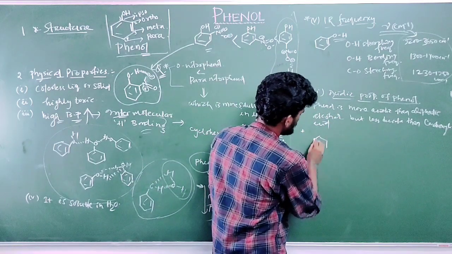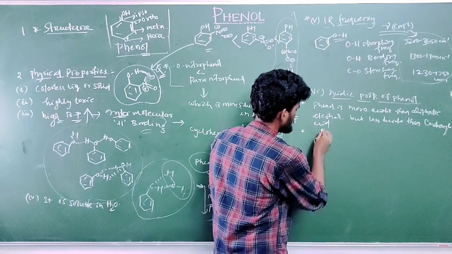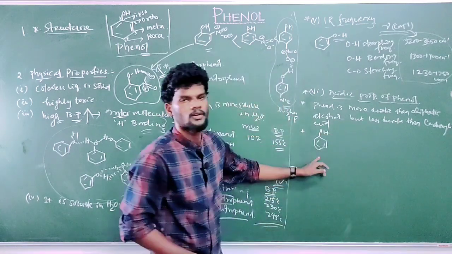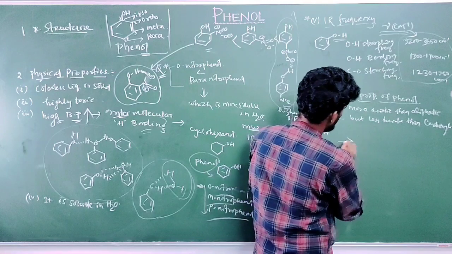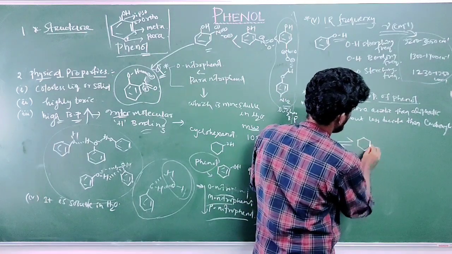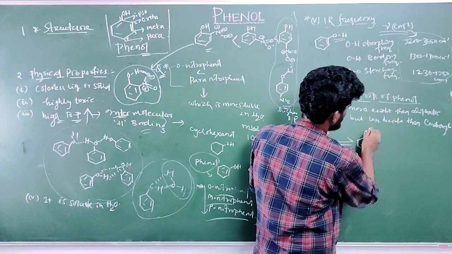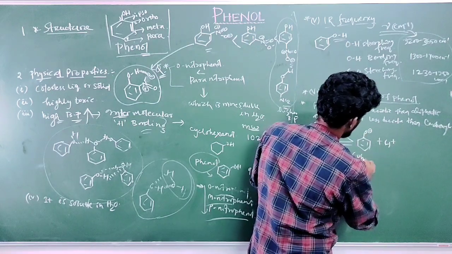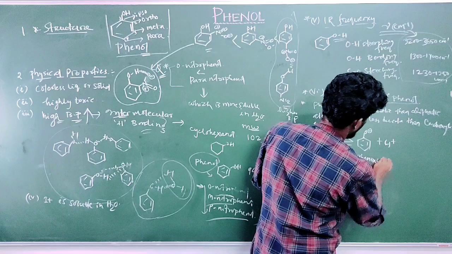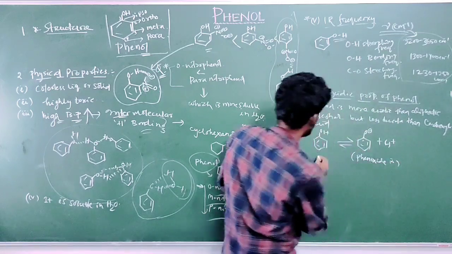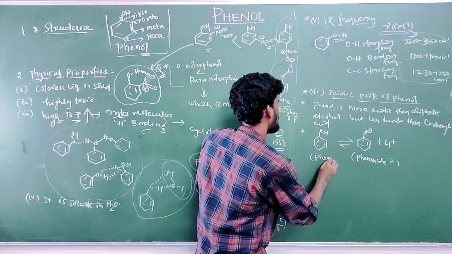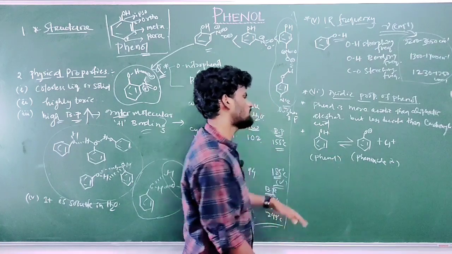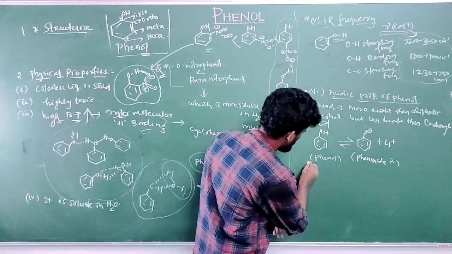If you look at the structure of phenol here, this is the structure of phenol. If phenol dissociates in aqueous solution, what will it form? It will form O minus, the phenoxide ion, and this is phenol.